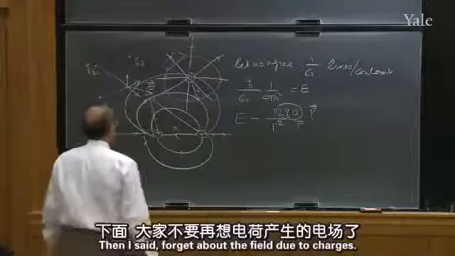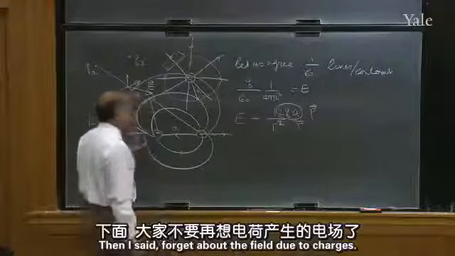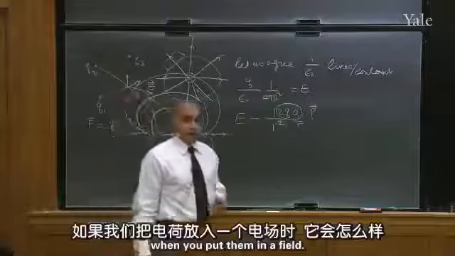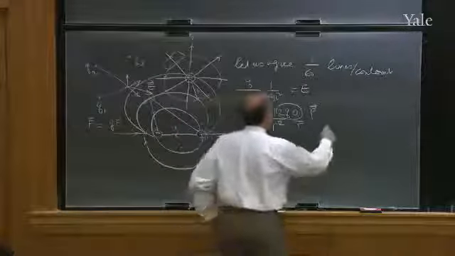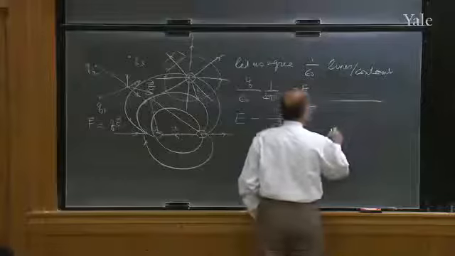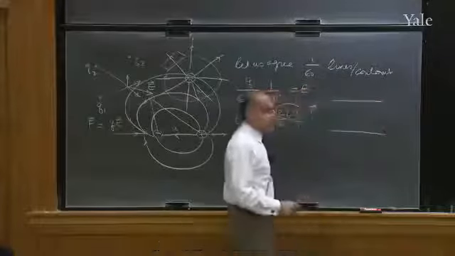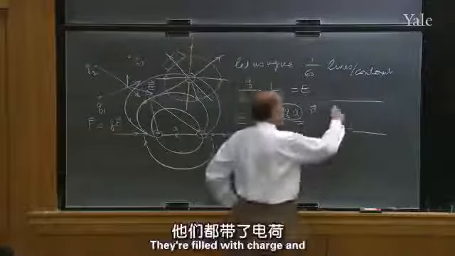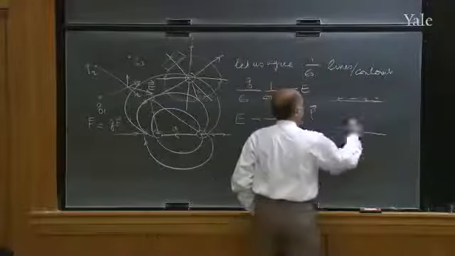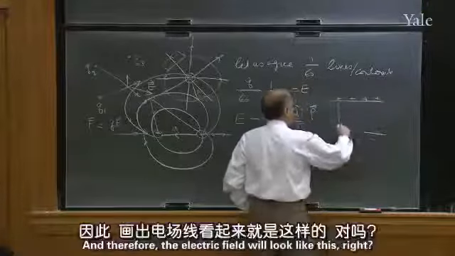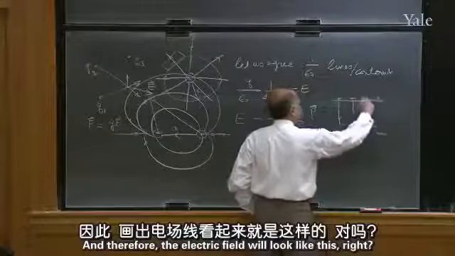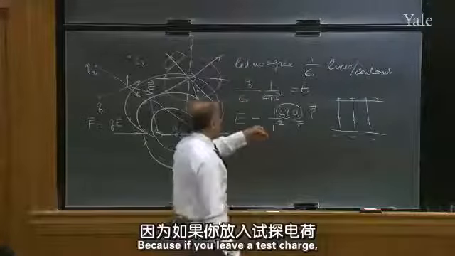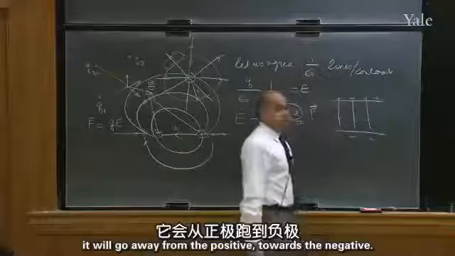Then I said, let's forget about the field due to charges. Let's look at what charges do when you put them in a field. So I took 2 examples. One was a very simple example. These are 2 parallel plates. Okay, they are not 2 lines. They are plates coming out of the blackboard. They're filled with charge, and this has got plus charge on it. It's got minus charge on it. And therefore, the electric field will look like this.